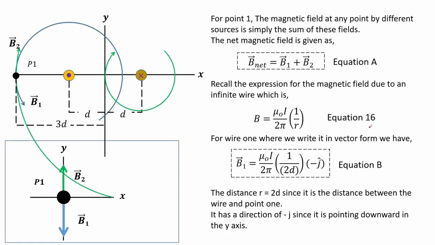The magnetic field at any point due to different sources is simply the sum of these fields. The net magnetic field is given as equation 1. In this case, we expect the net magnetic field to go downwards, because the first wire is closer and it has more push in the counterclockwise direction, thus a greater magnitude in the downward direction. The distance r equals 2d since it is the distance between the wire and point 1. It has a direction of j since it is pointing downward along the y-axis.